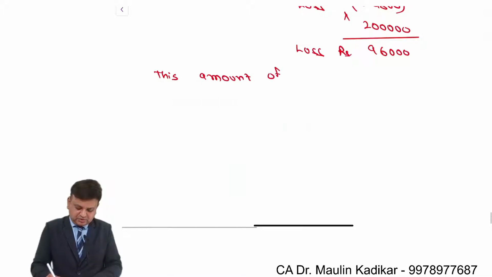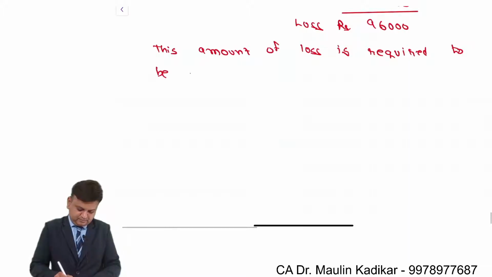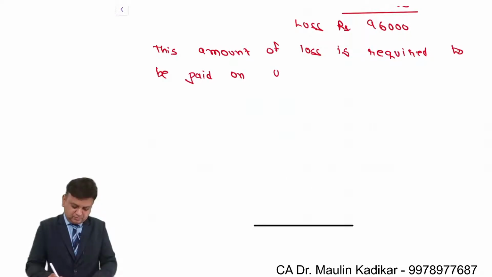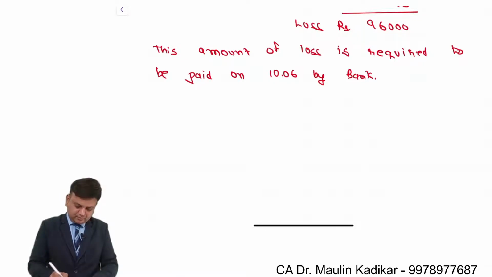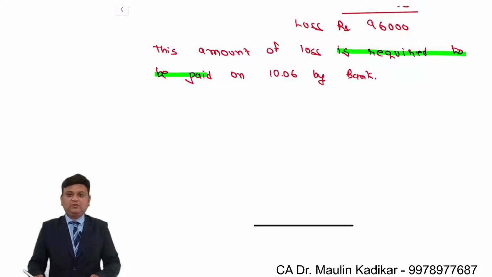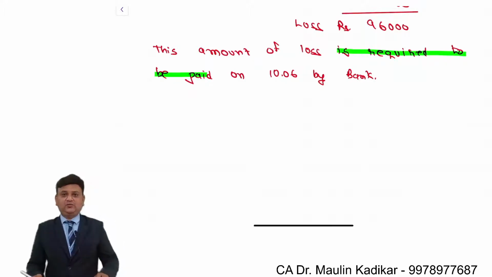This amount of loss is required to be paid on 10th of June by bank. Underline the word is required to be paid. So what I want to mention is that since it is actual cash outflow, the question of the interest comes.